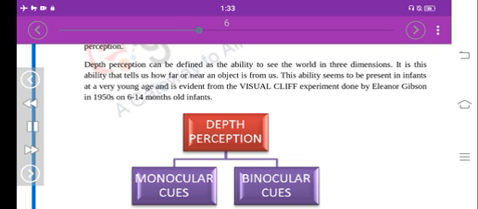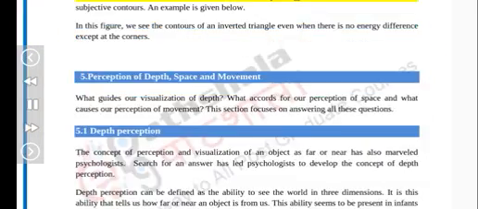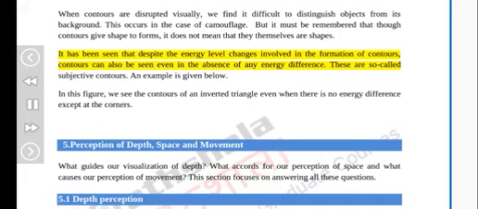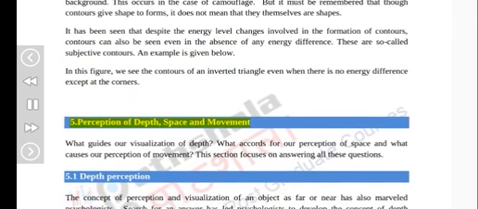When contours are disrupted visually, we find it difficult to distinguish objects from their background. This occurs in the case of camouflage. But it must be remembered that though contours give shape to forms, it does not mean that they themselves are shapes. It has been seen that despite the energy level changes involved in the formation of contours, contours can also be seen even in the absence of any energy difference. These are so-called subjective contours. An example is given below. In this figure, we see the contours of an inverted triangle even when there is no energy difference except at the corners.